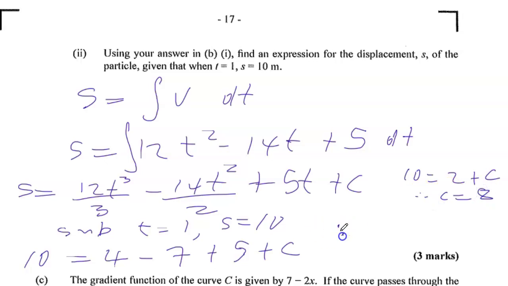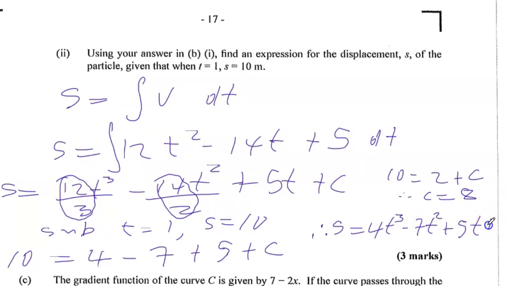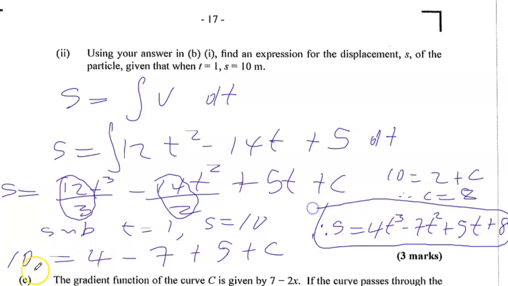So therefore, the displacement s is 4t cubed minus 7t squared plus 5t plus the constant, which is 8. So this is our solution for the displacement.